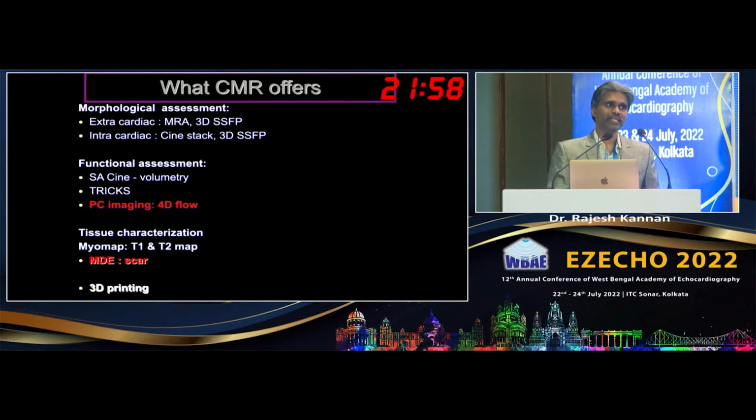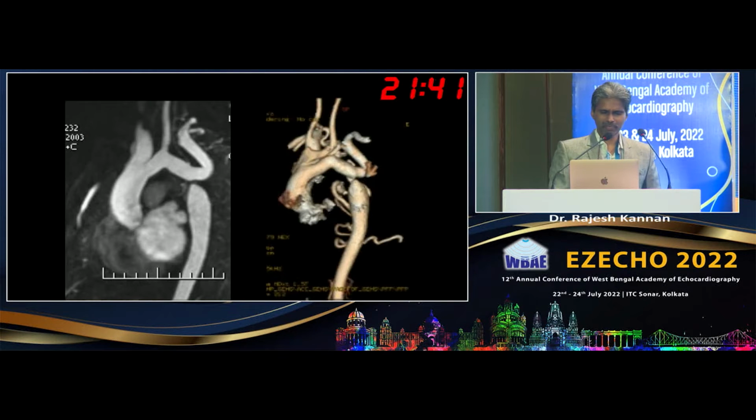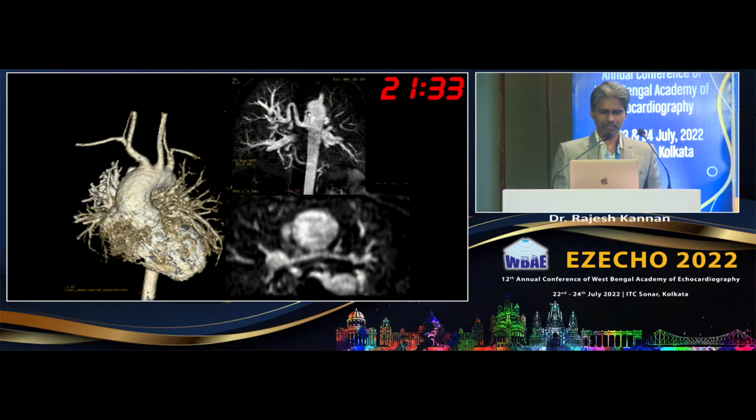Also, a very important thing is that there is a lot of interest in 3D printing. Using MRI data, we can make 3D printed models for complex congenital heart disease. These types of pretty images, which we usually do using CT, we can do with MR angiography also, showing a very critical coarctation, almost like an interrupted aortic arch.